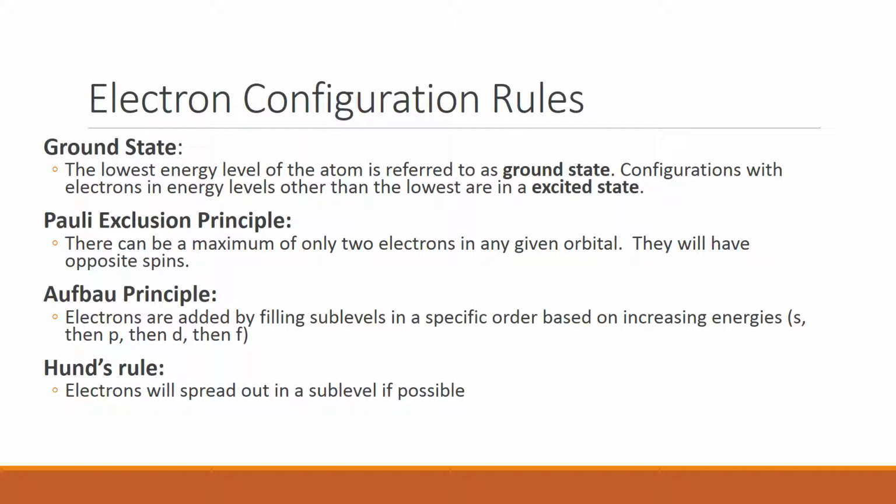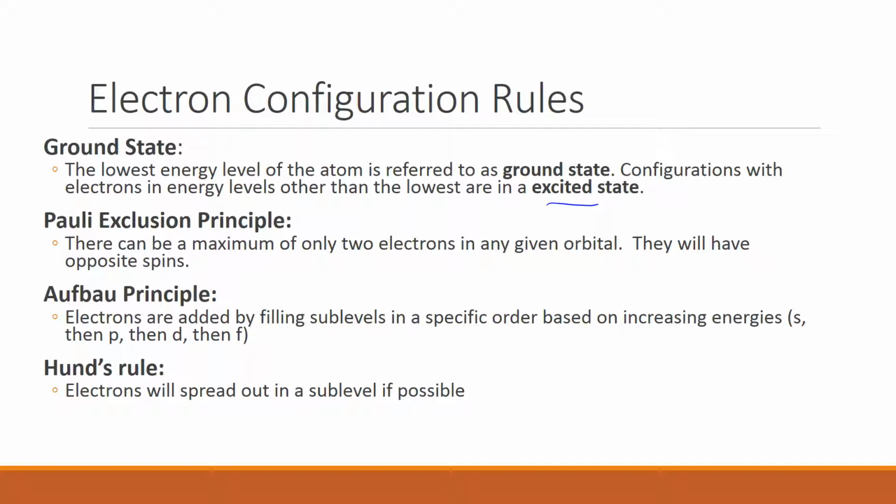Okay, so there are 4 rules that guide all of this. The first one is ground state. Most of the time, ground state is the lowest energy level of an atom. This is when the electrons are as close to the center of the atom, so close to the lowest level, as possible. If they're in anything other than their lowest, that's an excited state. We're not really worried about drawing these in excited state. Just be aware that's what it is. So this is all about drawing in ground state.